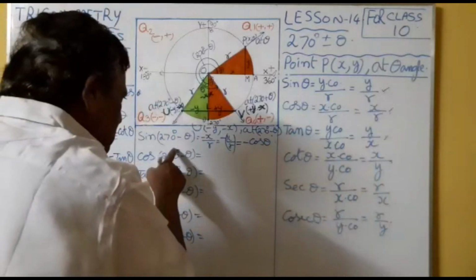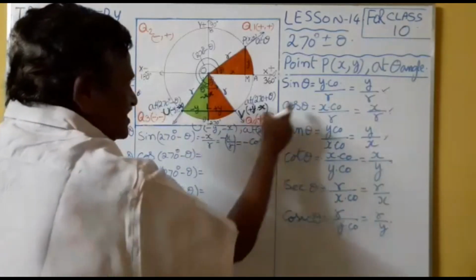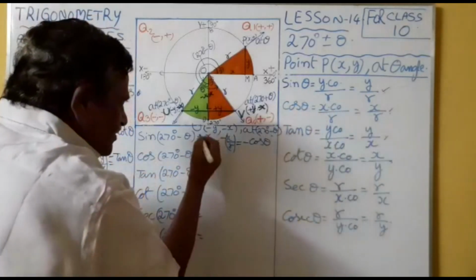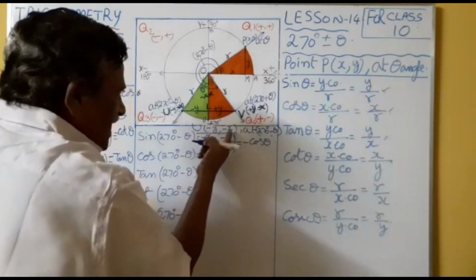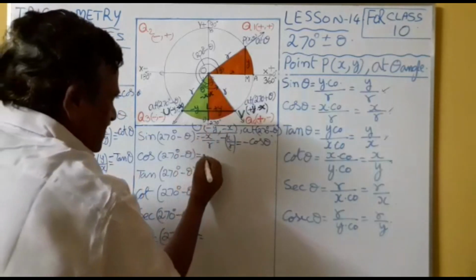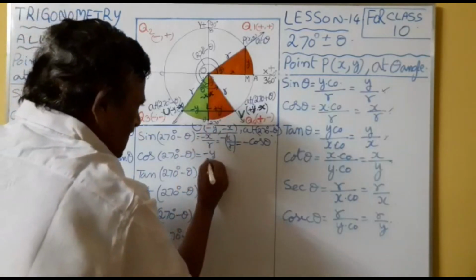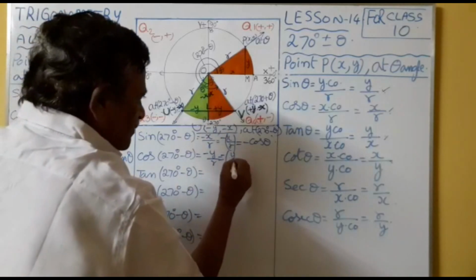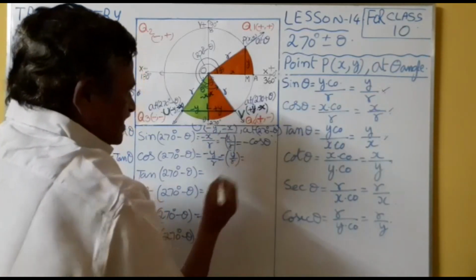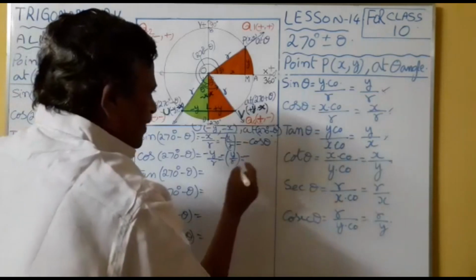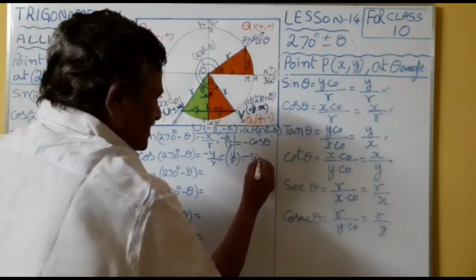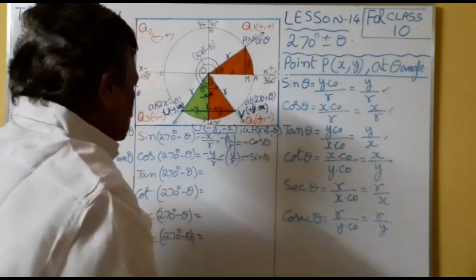Cos of 270 degrees minus theta. Cos definition is x coordinate by r. For U, the x coordinate is minus y. Therefore, minus y by r. This is equal to minus of y by r. This is equal to minus, what is y by r? Sin theta. Therefore, minus sin theta.